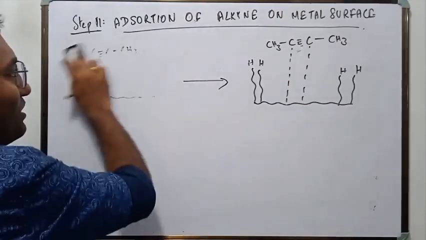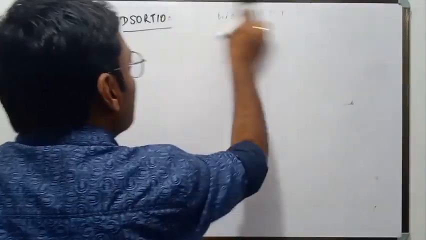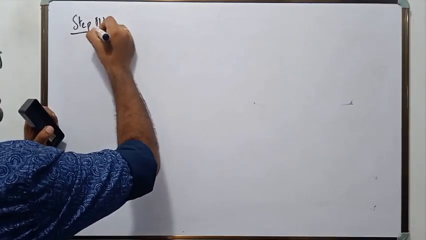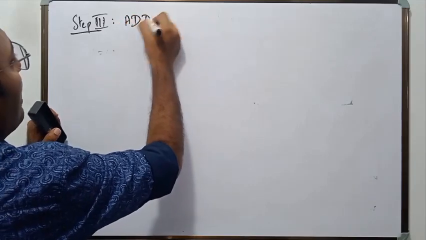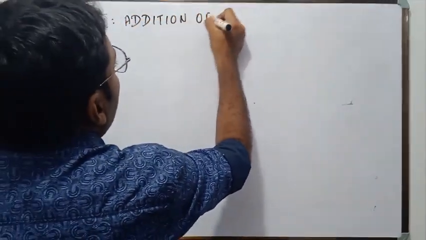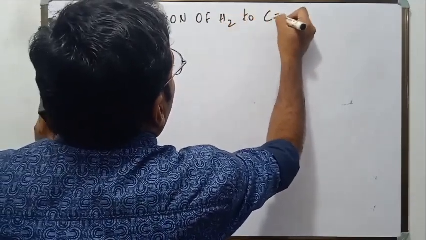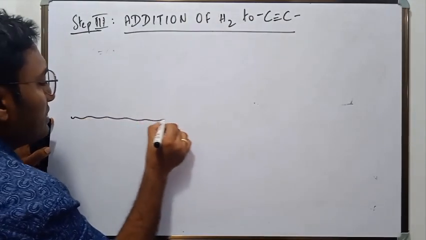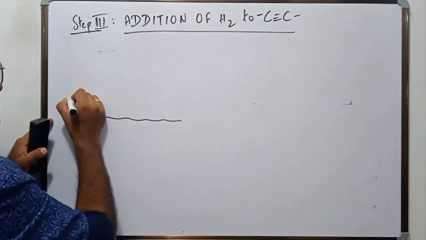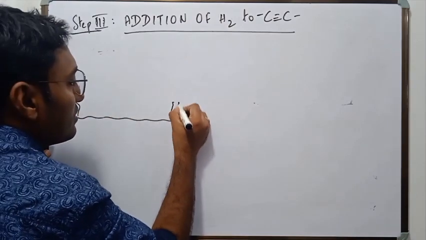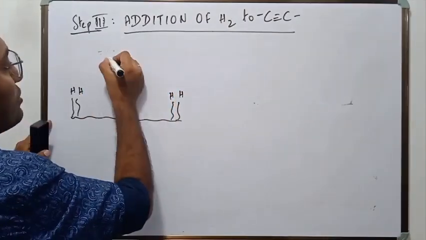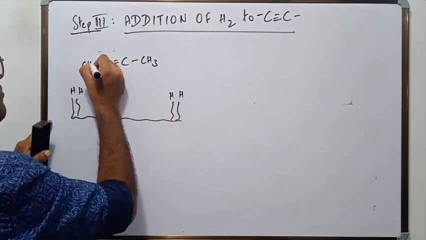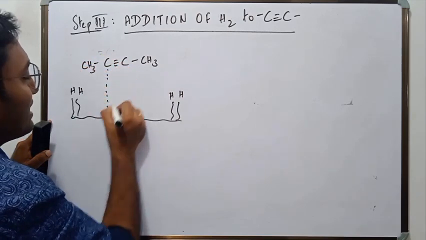Now let us see what happens in step number 3. Step number 3, addition of hydrogen to alkene. Fine. Let us see what happens. As we have seen in this diagram, this is with the hydrogen, and your alkene is on top of it because it is farther from the surface, because it is only an attractive force, therefore it is farther from the surface.